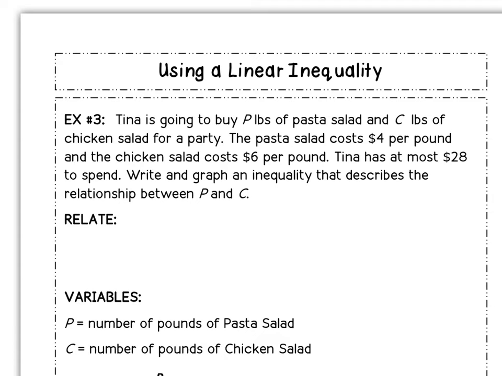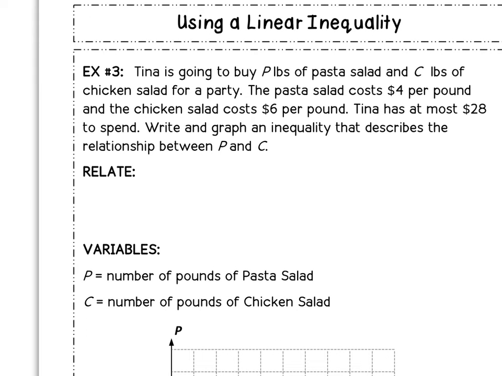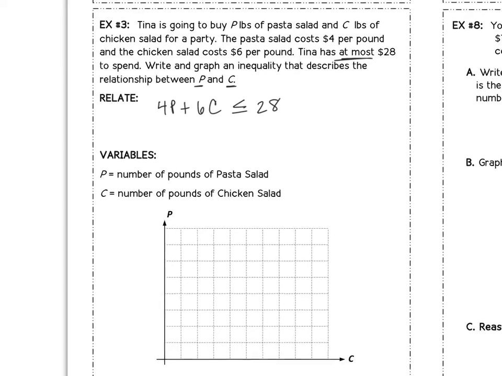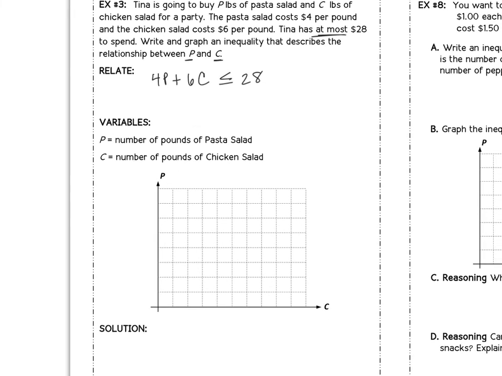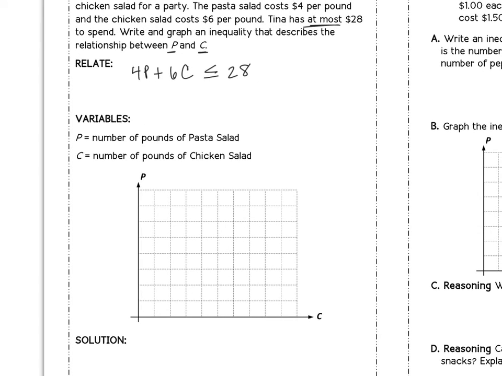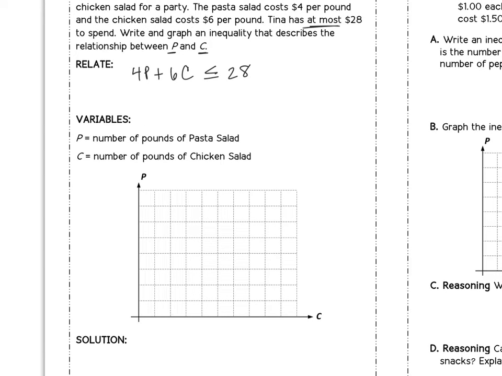All right, so with that said, we're going to relate the two of them. So we know we have $4 for pasta, and it is $6 for chicken salad. So I'm going to use the P and C as stated here, and it says at most 28. So when I see at most, that means I can't go over, which means I need to have less than or equal to $28. So we're going to graph this. Now, in order to graph it though, I kind of need to have it in a format that's easier to graph.